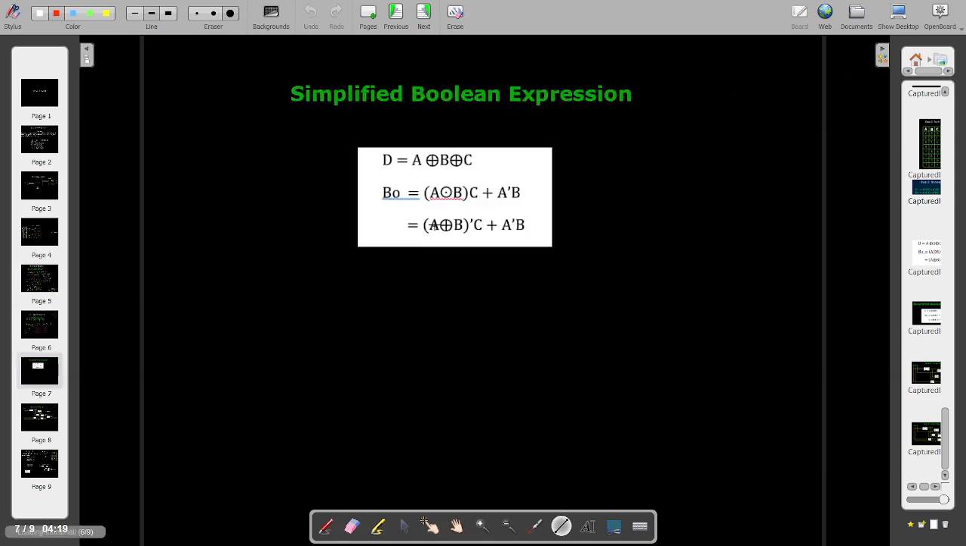Now we move on. We got this already: A exclusive OR with B exclusive OR with C. That is our difference, and the borrow output is A exclusive OR with B dash into C plus A dash B. So for this we can very easily draw the logic diagram. That is the next step. The fourth step is drawing the logic diagram. So I am going to proceed with that.